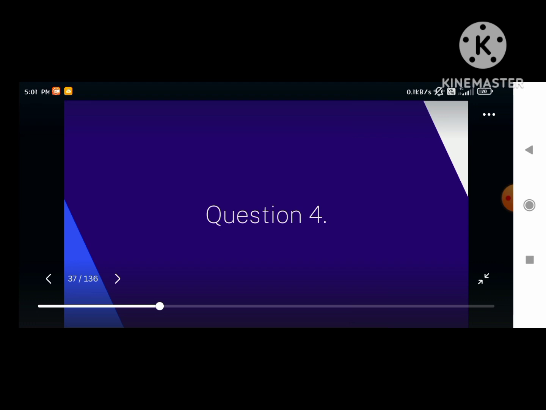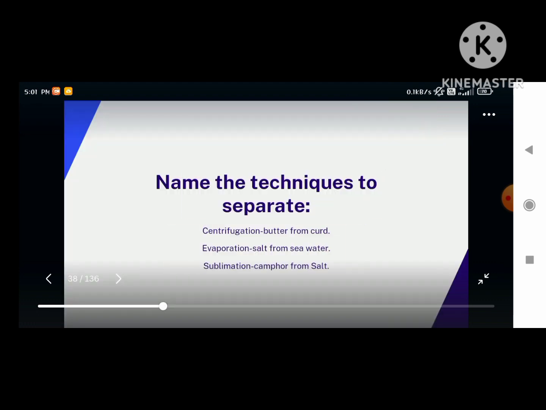Question number 4. Name the techniques to separate butter from curd. So the answer is centrifugation. Salt from seawater, so the answer is evaporation. And camphor from salt, we get sublimation.